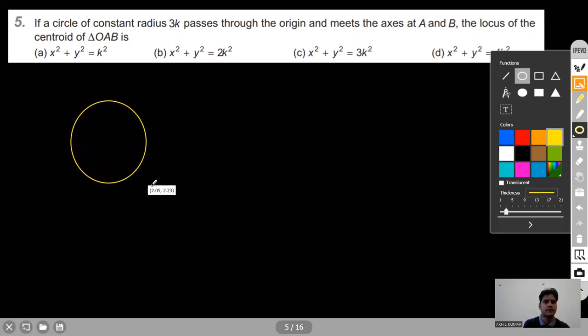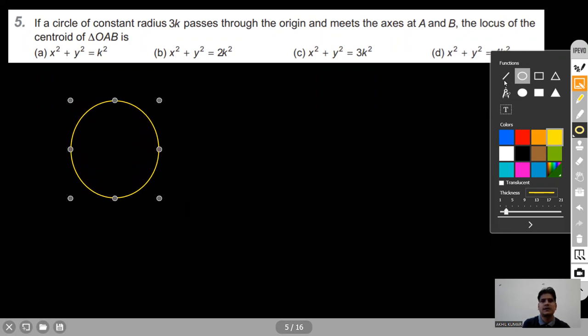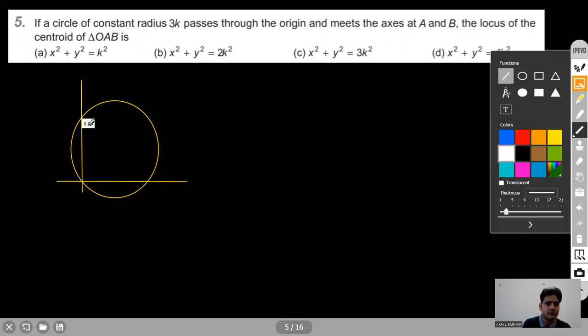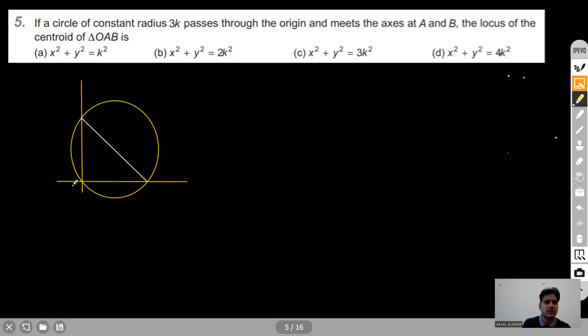Okay, let's see. So this is our circle which is passing through the origin, right? And it meets the axes at A and B. So this point will be A, this point will be B. Now the locus of the centroid of triangle OAB. Let me draw this triangle first. Now see, this is our origin, this point is A, this point is B, and we have to find the locus of the centroid of this triangle. So let me suppose the centroid of this triangle as G, whose coordinates are h, k. We have to find the locus of this point G.